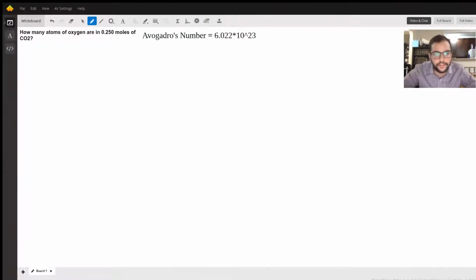Okay, so to answer this question, there's really only two things that you have to know. First, you have to understand what a mole is. So saying that there is a certain number of moles of a compound, in this case 0.25 moles of CO2, it's just telling you how many molecules of CO2 you have. Right? 1 mole is a certain number of molecules.